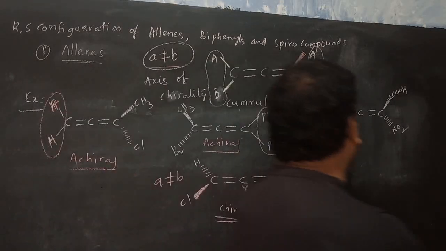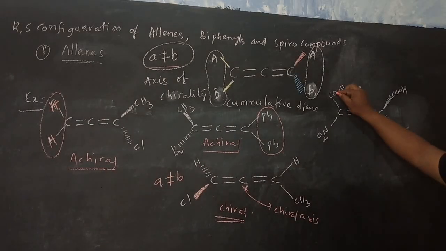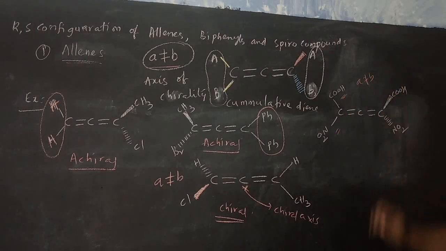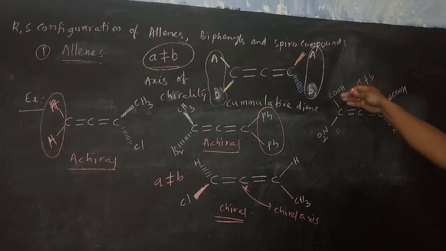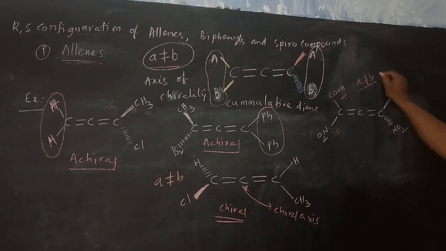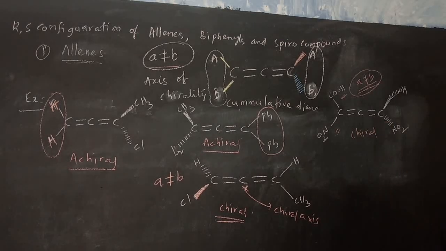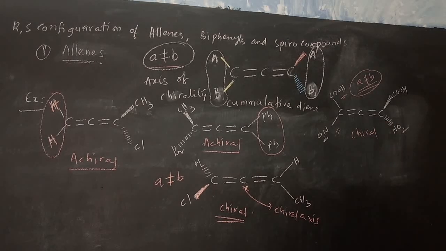Here we have one more example. Here you can see COOH and NO2 on each end. These two are identical, but A is not equal to B, so the two ends are different. The condition is followed: A is not equal to B. That's why it is also a chiral molecule. Now we will assign how to give the RS configuration in a simple way.